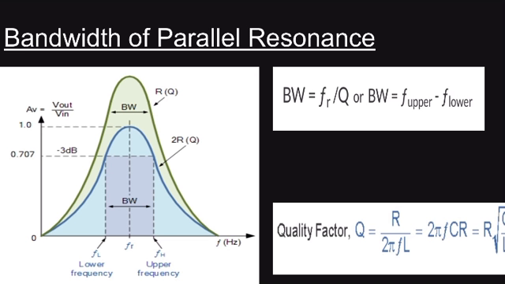So this is the diagram of the bandwidth of a parallel resonance, as you can see here. So this is about this resonance class.